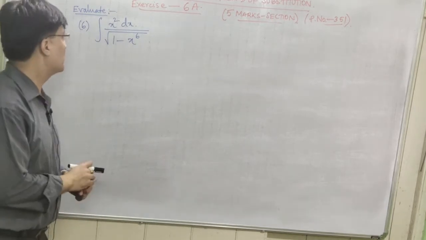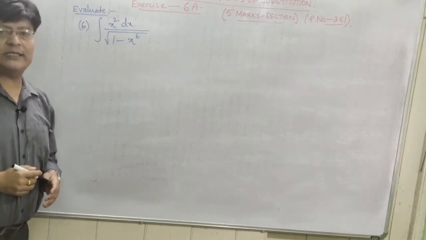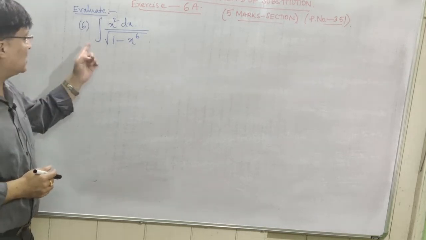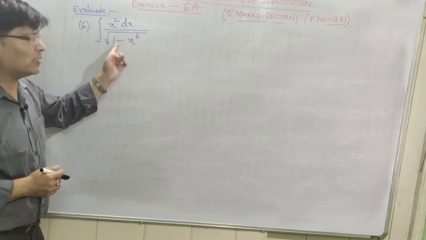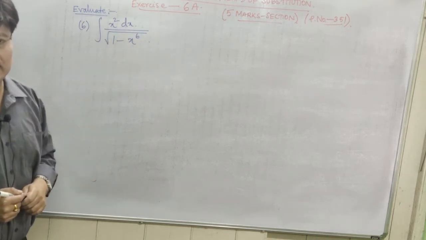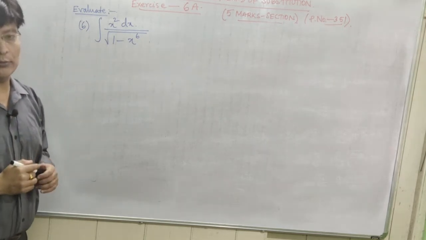So now we'll do the next question, that is question number 6. You have to evaluate this integral. Given here is the integral of x square dx divided by root under 1 minus x to the power 6. So how will you do this question now?